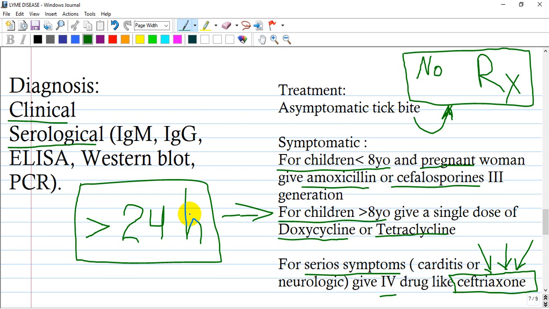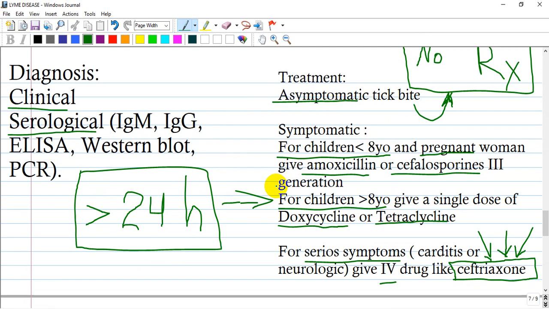Tick attachment has to be more than 24 hours for developing the disease. If it is less, there is no need for treatment. Also, if the patient is asymptomatic, there is no need for treatment.